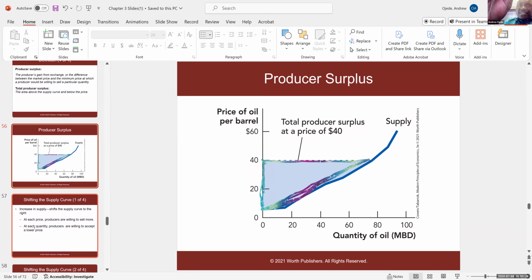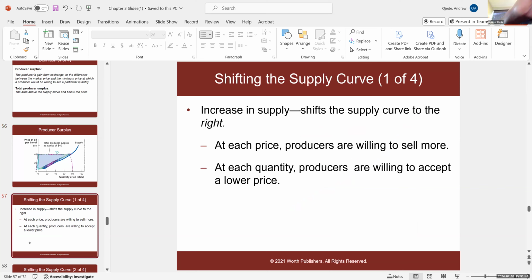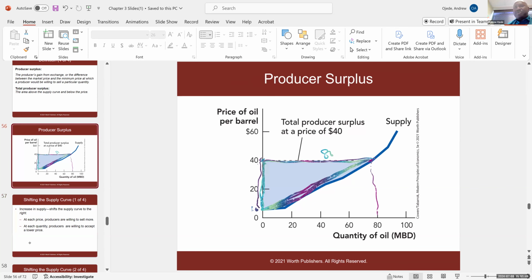So the base of this triangle, let's say this point was 10, the base would be from 10 to 40, that's 30. And let's say this is 80, then the height of this triangle would be 80. So you use the same formula, base times height divided by 2. You calculate the area of this triangle, which is above the supply curve but below the market price.